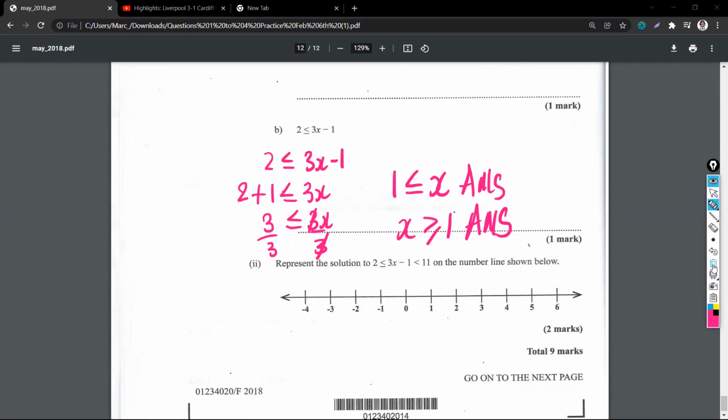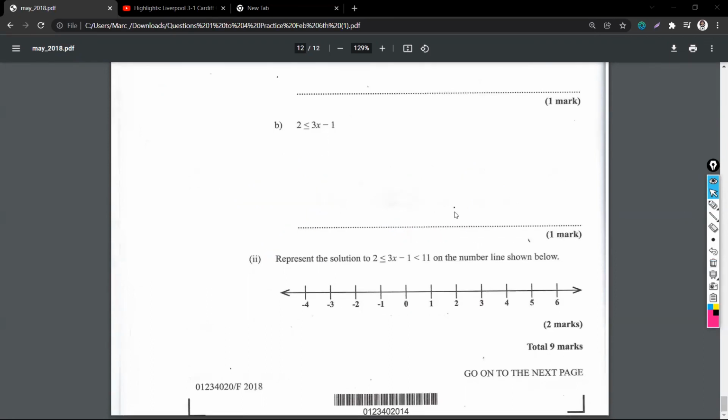Alright, sir. Last one now. Represent the solution 2 is less than or equal to 3x minus 1 is less than or equal to 11 on the number line shown below. So guys, this is not hard at all. Let me just show you how to solve this.